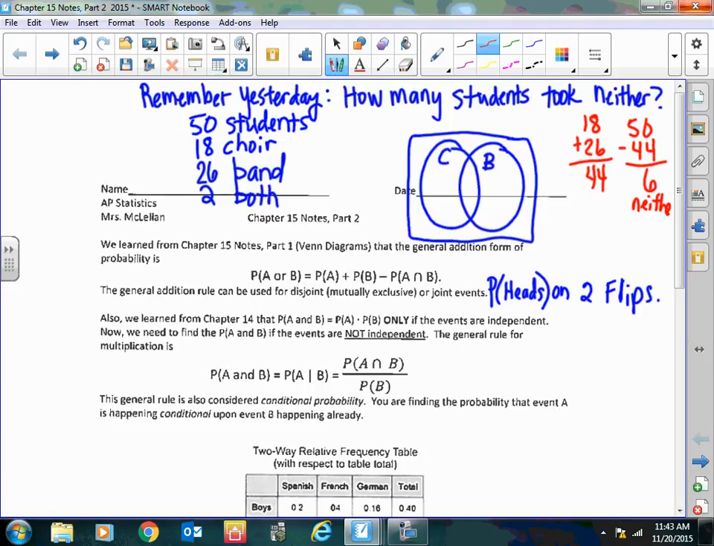And that is wrong, because if you add the 18 plus the 26, we discussed yesterday what problem that caused? The 2 got counted twice. So that 2 getting counted twice makes it such that this formula where you straight up just add A and B together misses some of what the problem is saying.